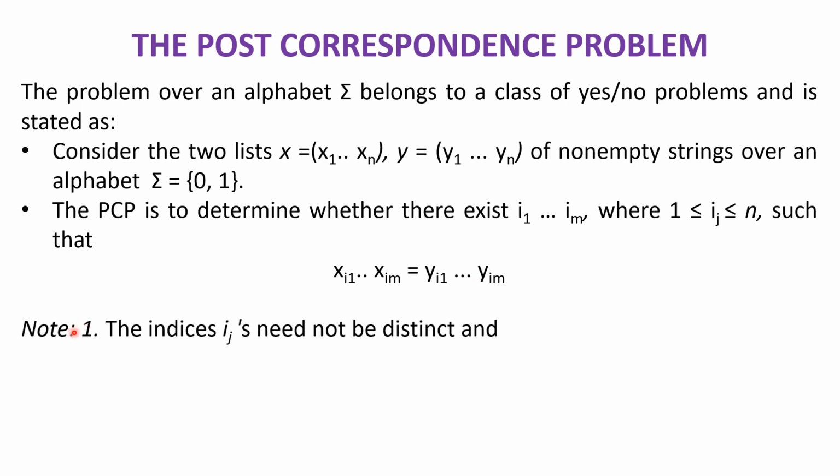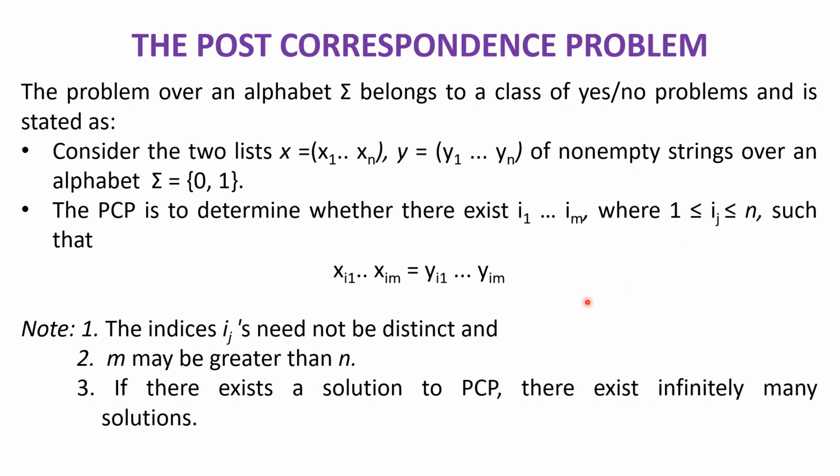Note that the indices ij need not be distinct. It means they can be repeated. M may be greater than n. And if there exists a solution for a PCP, there exist infinitely many solutions. That is, if a PCP has a solution, it may have more than one solution.